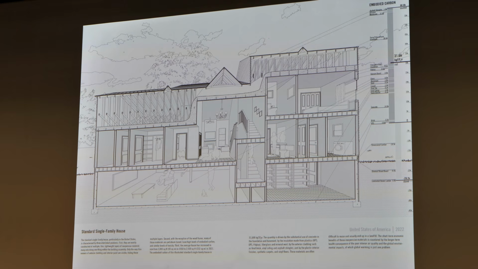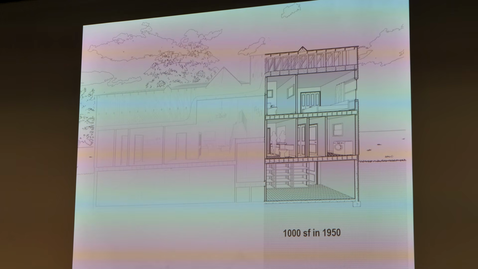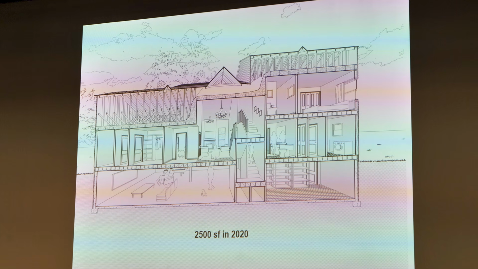Why is that? Well, the standard American house was 1,000 square feet in 1950. Any guesses as to what it is now? You can kind of guess from the graphic. All right, 3,000. Pretty close. The number of kids has dropped. The number of cars has gone up.